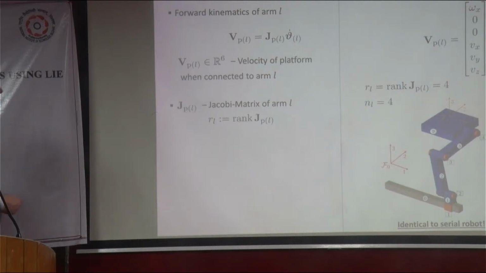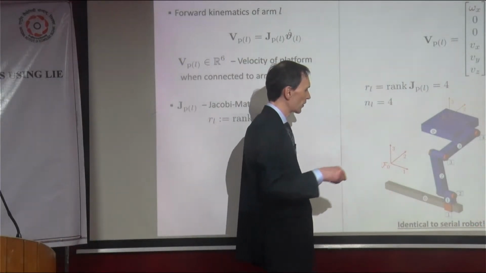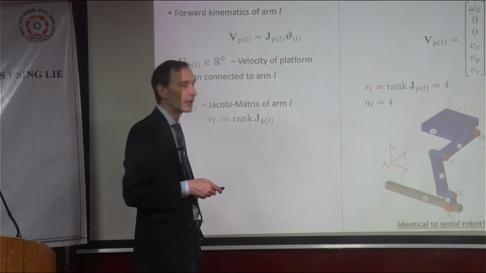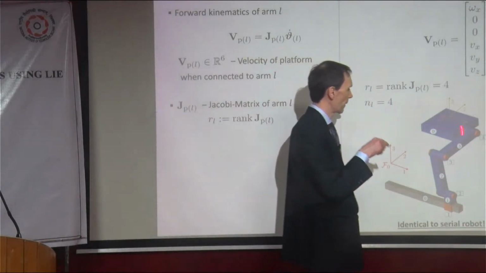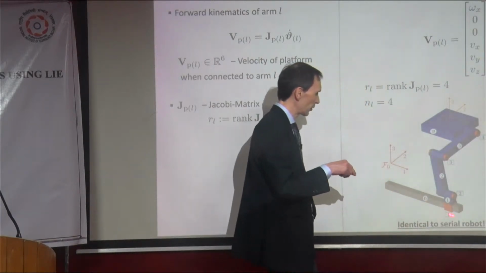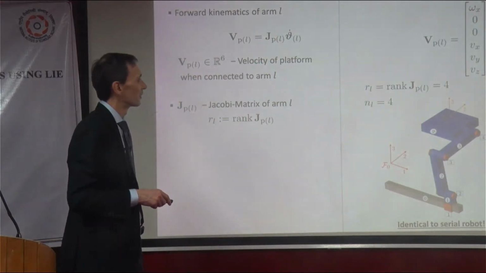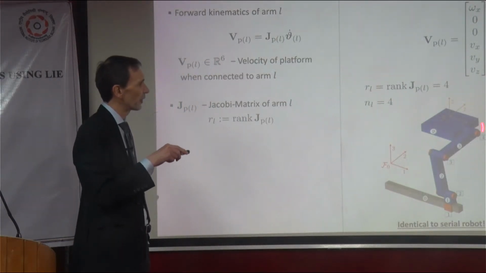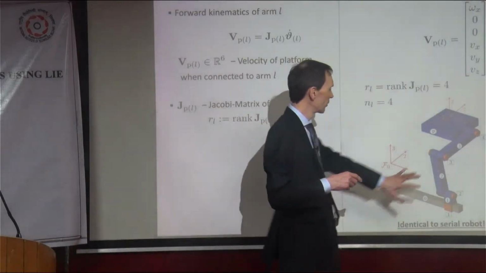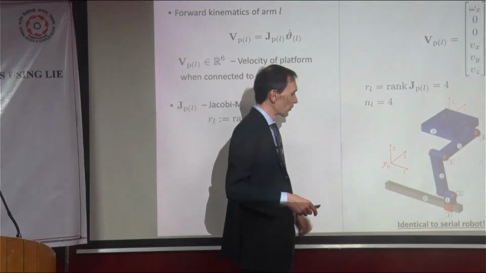So let's say we have separated this one, and let's take this 3 degree of freedom PKM as an example, okay? And look at this limb here. So we have now the platform connected to the ground by 1, 2, 3, 4 joints, okay? The platform velocity that you can generate with this open kinematic chain, just imagine this is separated. So what do you get?